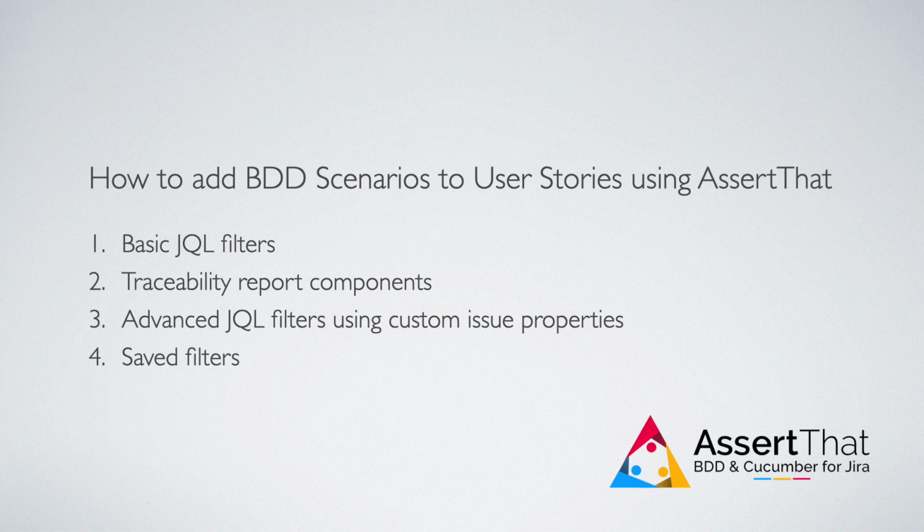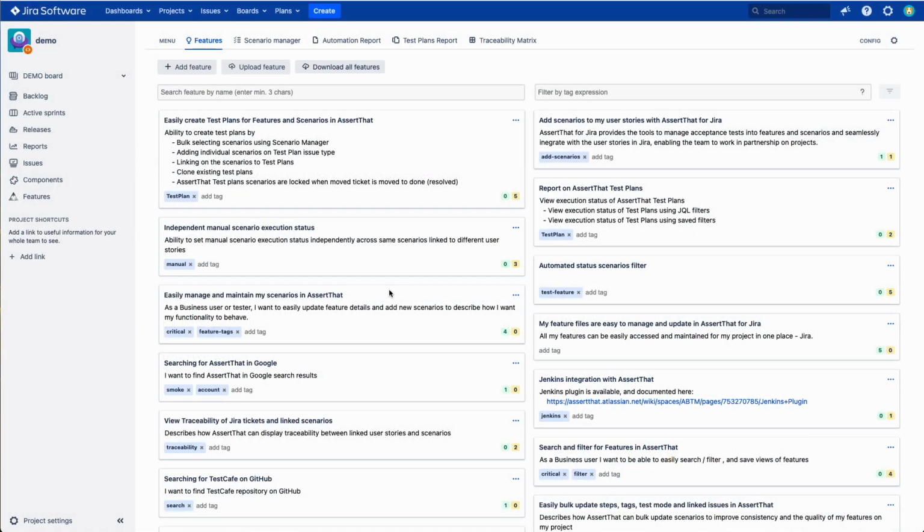scenarios. This demo is done using the data center version of AssertThat, and we have a similar video available from our channel for cloud. It goes without saying, we'll assume you've already installed the plugin and enabled it on a project by project basis. This is done from project settings and then click on the AssertThat configuration. So let's dive straight into looking at the traceability reports.